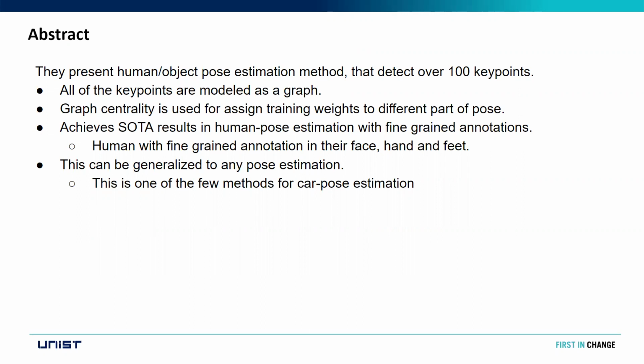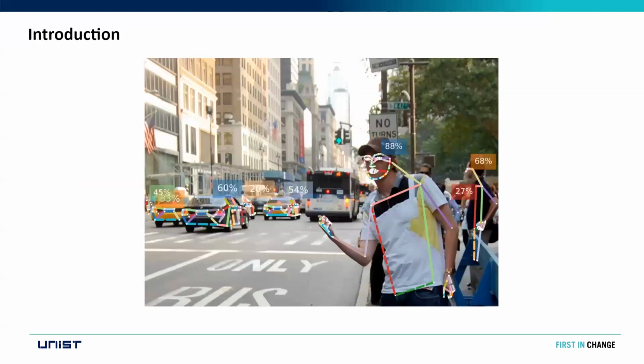Another thing they do is generalize their pose estimator to other object pose estimation, especially car pose estimation, and it's one of the few methods for car pose estimation. So here is an example of human key point annotation with fine-grained annotations.